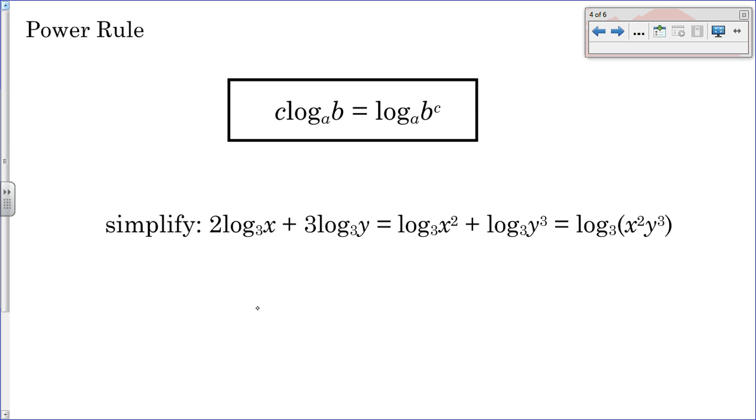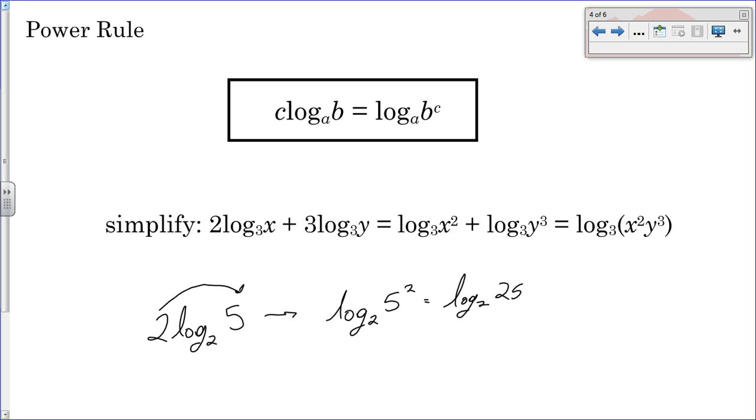Let's look at, I guess we don't need to do another example. All right. I guess I'll do one. So 2 log base 2 of 5. Again, this 2 will lift up and become the exponent. So this would go to the log base 2 of 5 squared, which of course equals the log base 2 of 25.